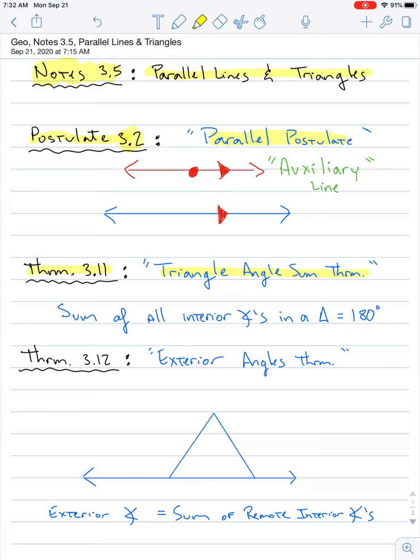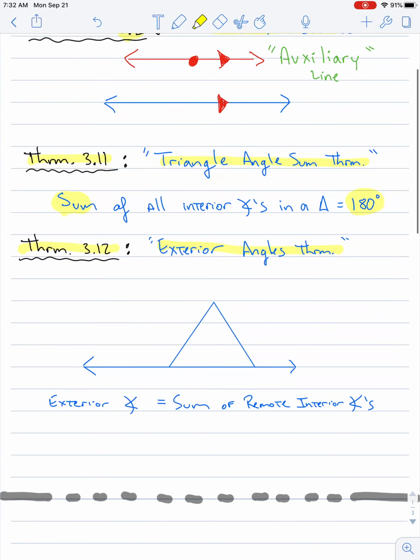All right, next fact, that was postulate 3.2, is theorem 3.11. It's called the triangle angle sum theorem. Very simple. Everybody pretty much knows this. The sum of all interior angles in a triangle add up to 180 degrees.